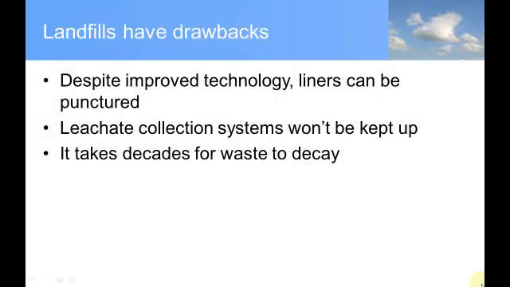There are drawbacks to landfills. Liners can be punctured and leak. Leachate collection systems that aren't properly maintained can still contaminate the groundwater. And it takes decades or longer for the waste to decay.